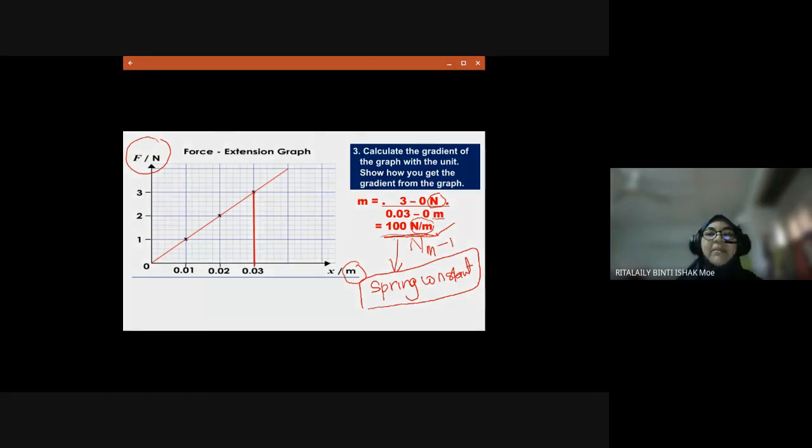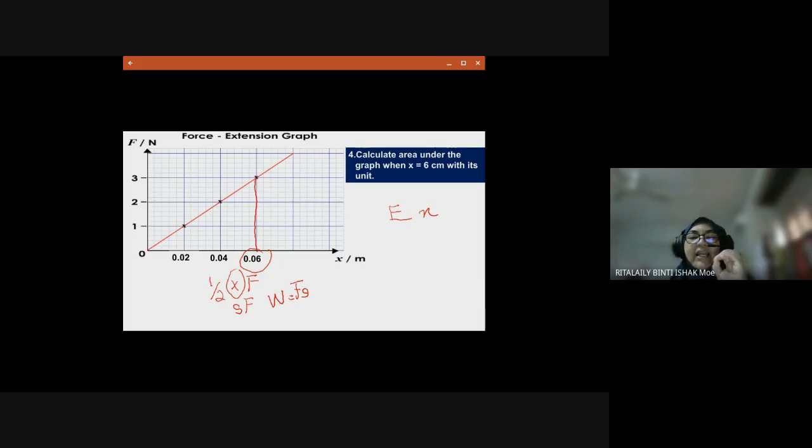And the next one, if we calculate area under the graph, we are actually calculating the work done by the spring. Okay, so when spring exert or when spring do work, the energy used is known as potential energy, elastic potential energy. So this is also known as elastic potential energy.